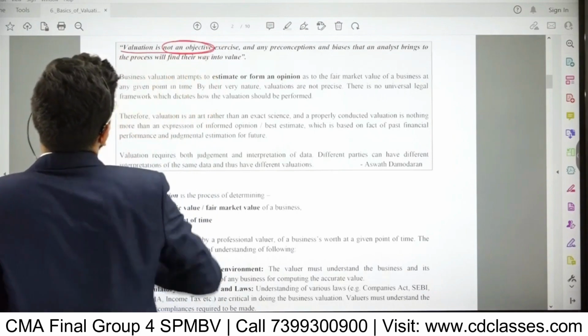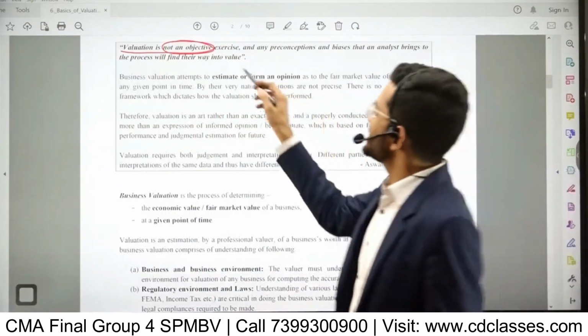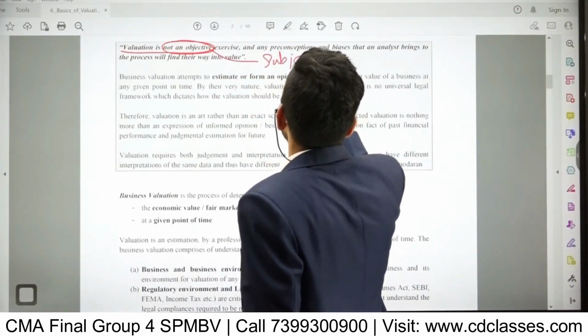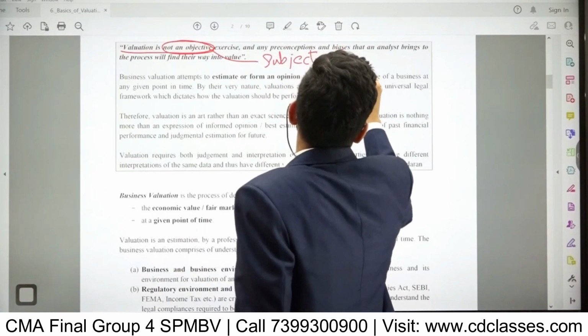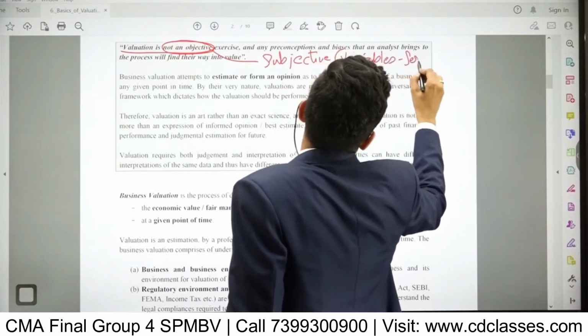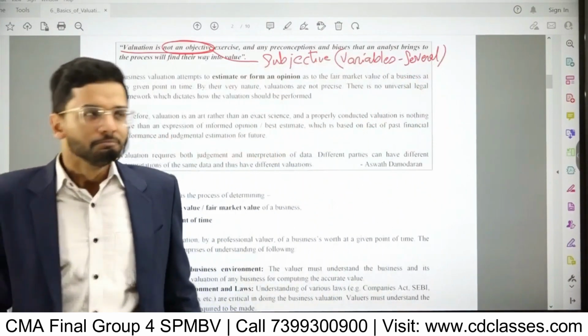Okay. Next, very, very important point, guys. Please underline: valuation is not an objective exercise. It is a subjective exercise. It is subject to many variables, several variables. Okay, I'll give you an example, guys.